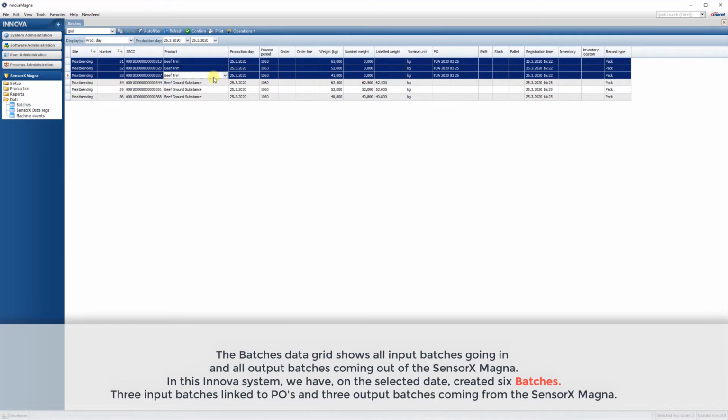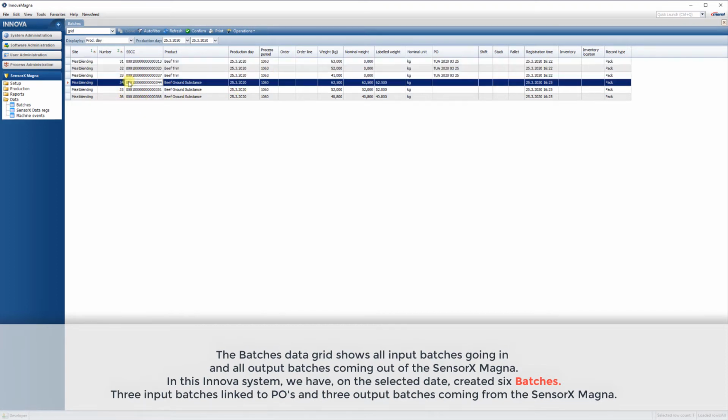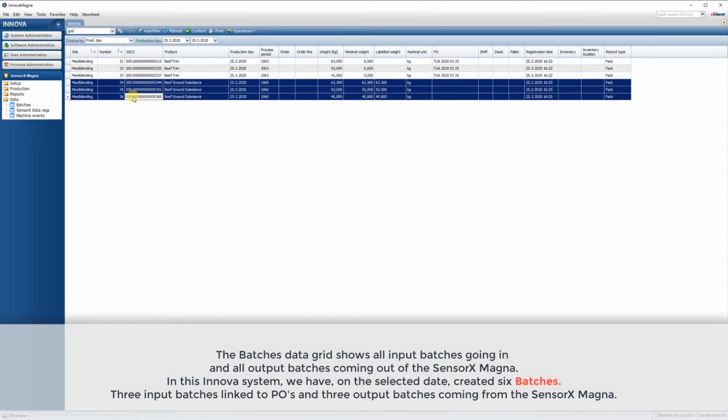The batches data grid shows all input batches going in and all output batches coming out of the SensorX Magna. In this Innova system, we have, on the selected date, created 6 batches. 3 input batches linked to POs and 3 output batches coming from the SensorX Magna.